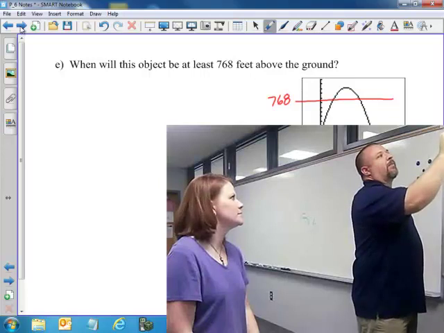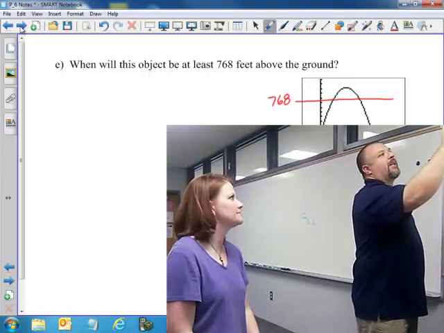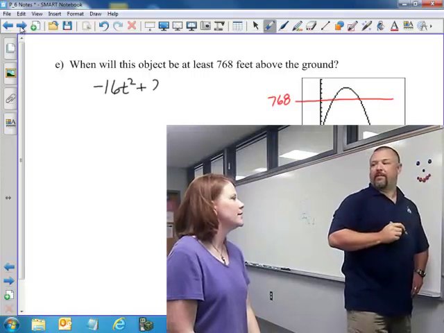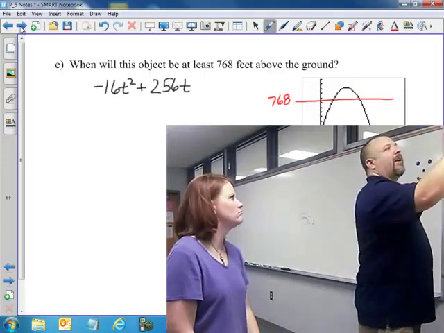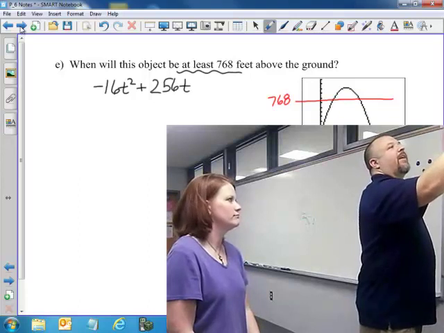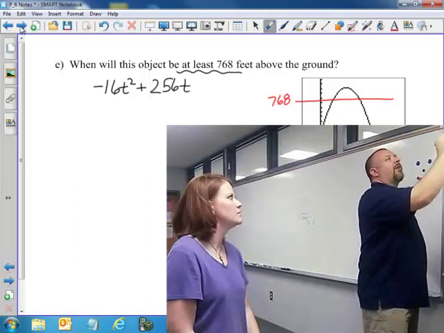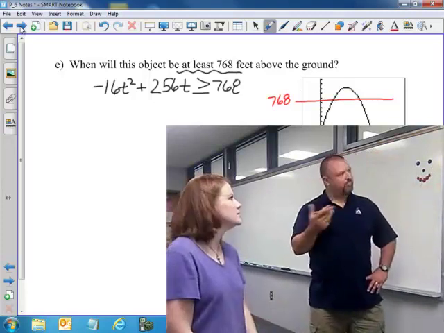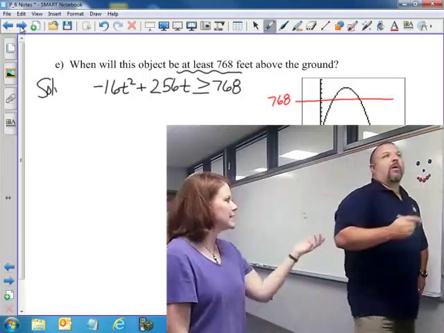All right. So what's the inequality that we're solving now? Our height equation was negative 16t squared plus 256t, and we want it to be at least 768. What does at least mean? At least means that or more. Greater than or equal to 768 feet. So we would like to solve this equation. Now we're solving for t. Technically, it's an inequality, but yes.